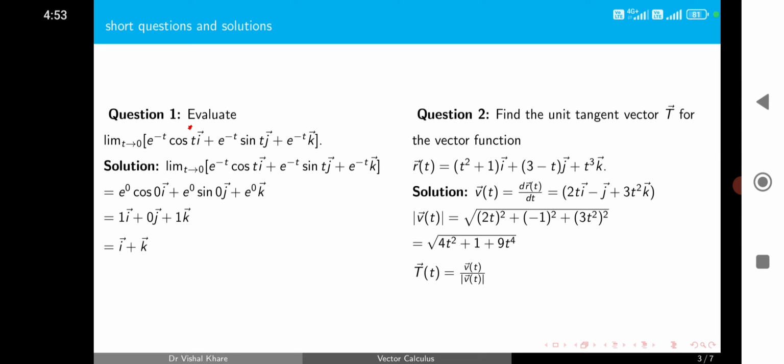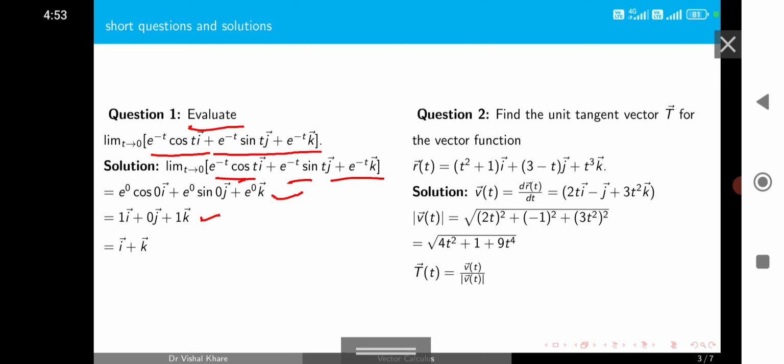Question number 1, evaluate the limit t tends to 0. In each component, we have to put t equal to 0, and if it is not in infinity by infinity form or 0 by 0 form, then we can put t equal to 0 directly. So we'll get this step. If it is in infinity by infinity form or 0 by 0 form, then we have to use L'Hospital's rule. So here it is equal to 1 i bar plus 0 j bar plus 1 k bar. So the final answer is i bar plus k bar.